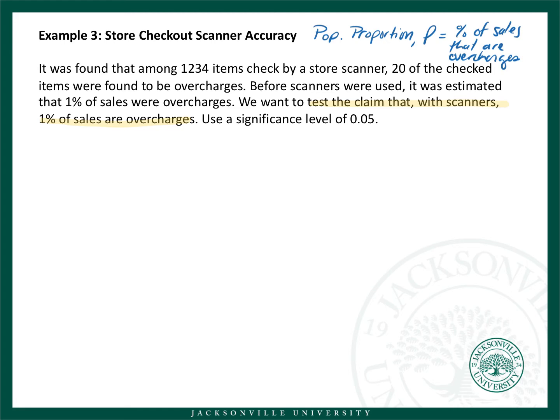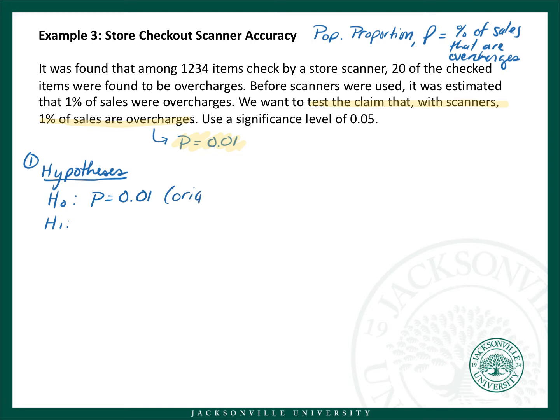Okay, so let's go ahead and write down this original claim in symbolic form. We're going to test the claim that P is 1%. You always write that as a decimal. And then let's write down our two hypotheses. That's the first step in hypothesis testing, writing down the null hypothesis and the alternative hypothesis. If we take a look at the original claim here, notice that it contains the equal sign. That means that it automatically becomes the null hypothesis. P is equal to 0.01.